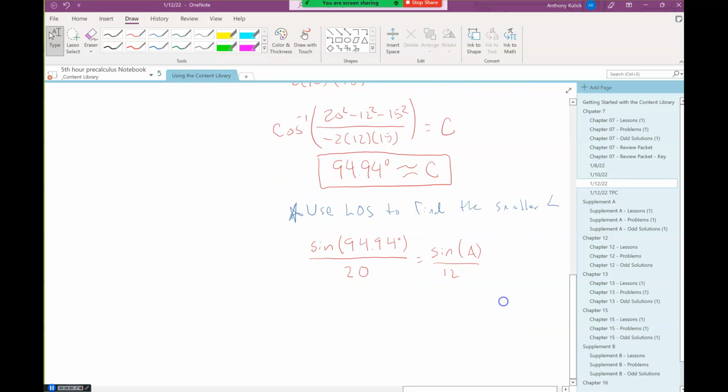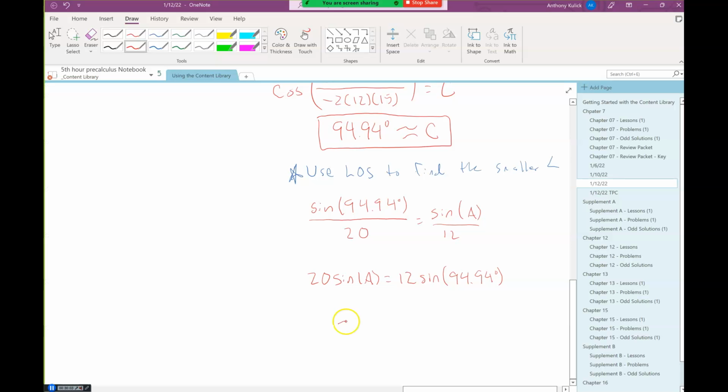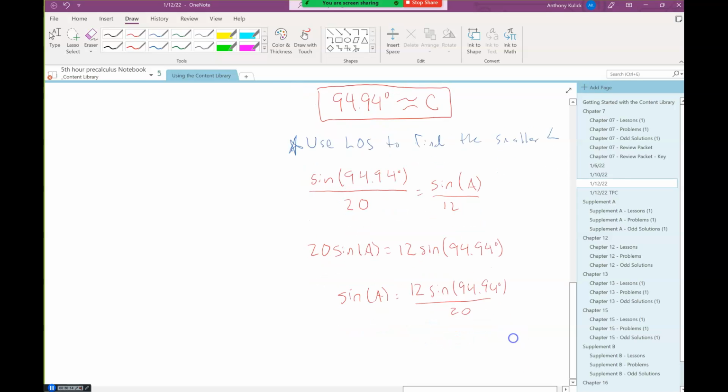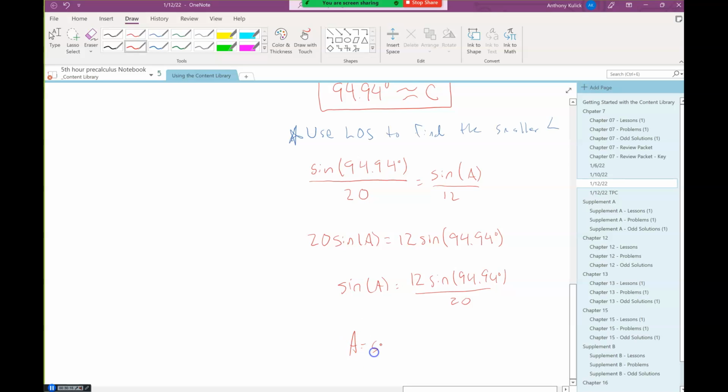So we'll cross multiply, and then divide by 20. And then do the sine inverse.